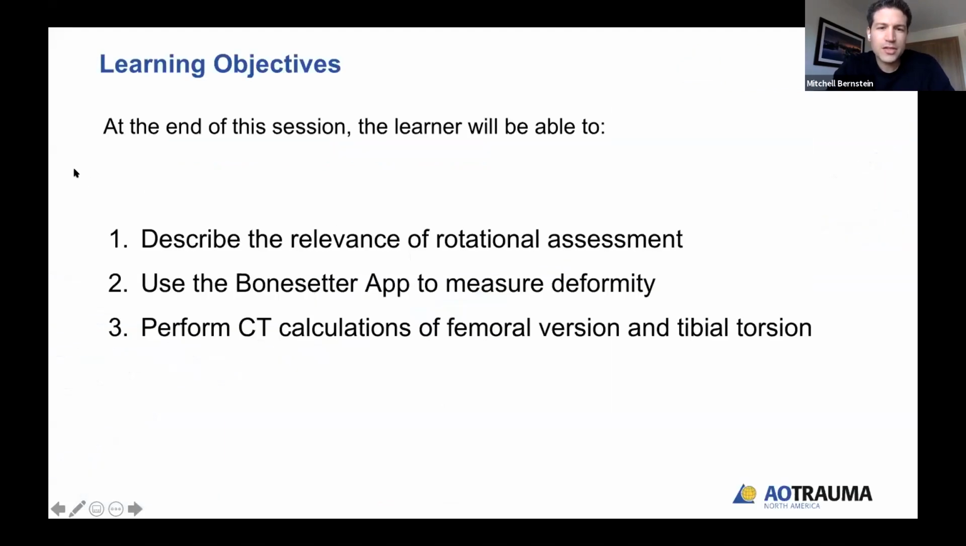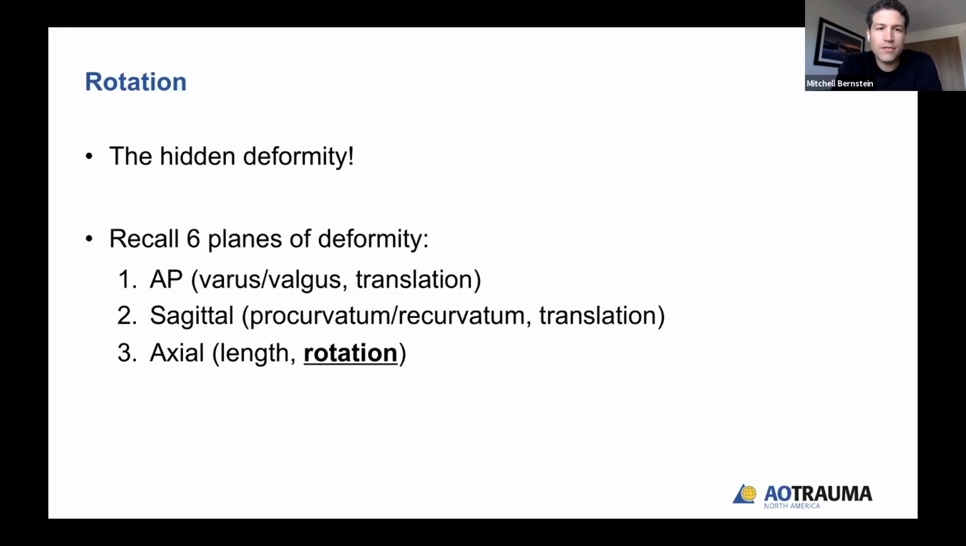And at the end of this session, I'll try to impart to you the relevance of rotational assessment, why it's important, and what kind of disabilities patients can have. We're going to go over the Bone Setter app with a case. There'll be some homework to measure deformity. We can go look at that next Thursday. And today we'll go over some CT calculations on femoral and tibial version studies.